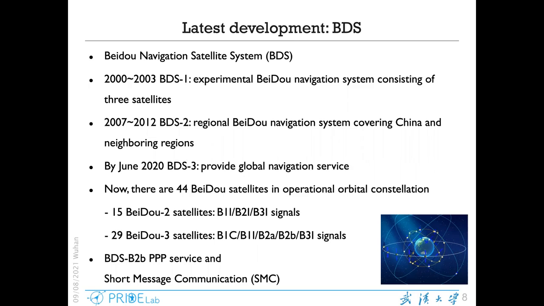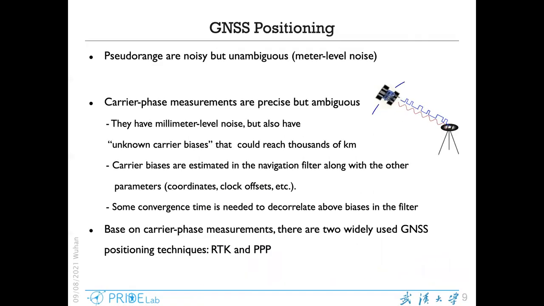All right, okay, so we spent a lot of time on the introduction of this. Then we come to some basic ideas of GNSS positioning. In GNSS data observations, we have two kinds of data. The first one is the pseudorange, which is very noisy, but unambiguous. I mean, it's a direct distance measurement between satellites and receivers.